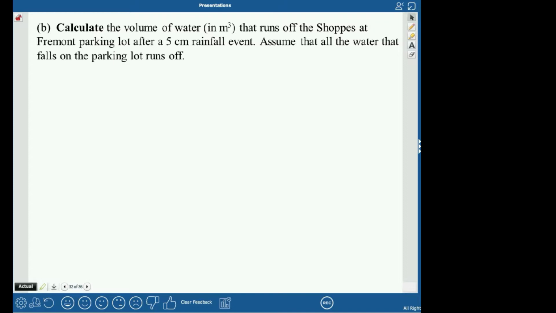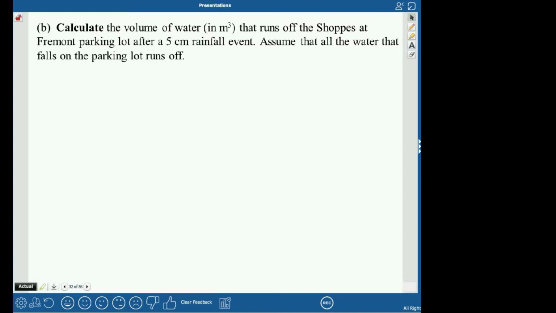Now, okay, so now it wants us to do some math. It says calculate the volume of water in meters cubed that runs off the shops at Fremont parking lot after a 5 centimeter rainfall event. Assume all the water falling on the parking lot runs off. Now, for a math problem, you have to show your work in order to get points. If you don't show your work, you don't get full points. For example, on the key, this one is worth 2 points: 1 point for setting it up and 1 point for the correct answer. So if you don't show your work, you don't get any points. So it's really important that you show your work on these math ones.